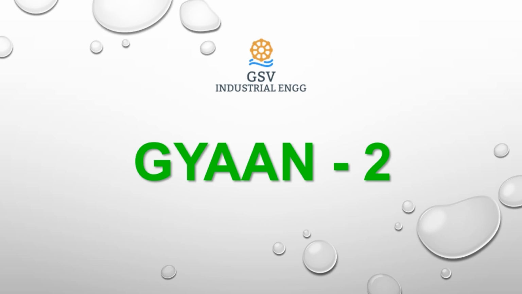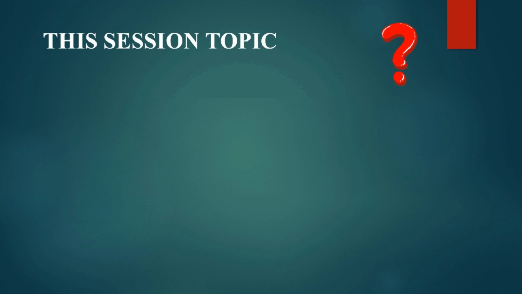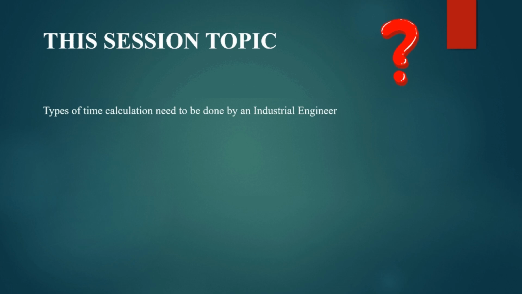Hope you guys learned a few things in the first session wherein we discussed the roles of an industrial engineer and the skill set, the work style, and the knowledge required to become a successful industrial engineer. So in this session, we'll be discussing the types of time calculation that need to be done by an industrial engineer and maintained by an organization to be successful.